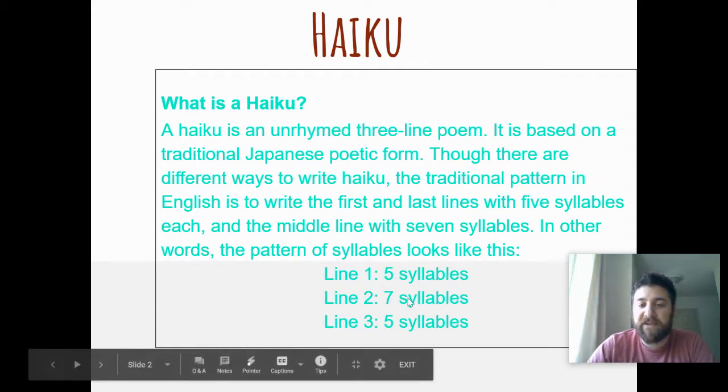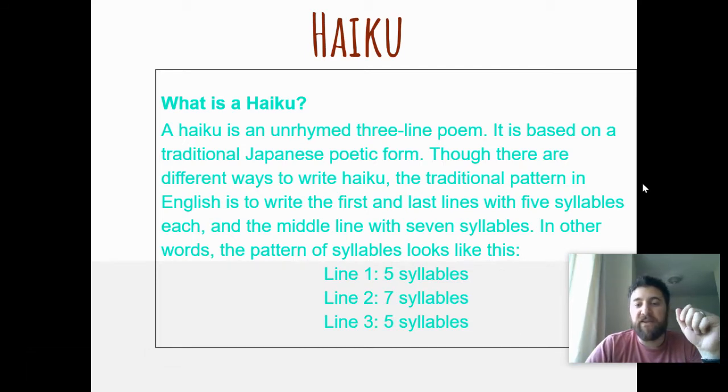First line, 5 syllables. Second line, 7 syllables. Third line, 5 syllables. So 5, 7, 5. And if you need a quick reminder of what a syllable is, look at the word summer. Summer is 2 syllables. Winter is 2. A word like hat is 1 syllable. A word like traditional is 4 syllables.